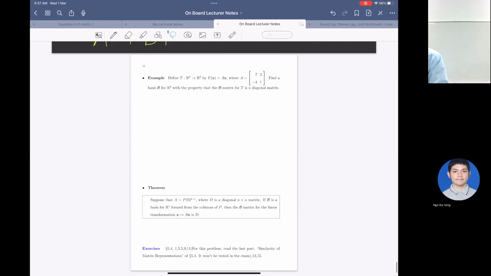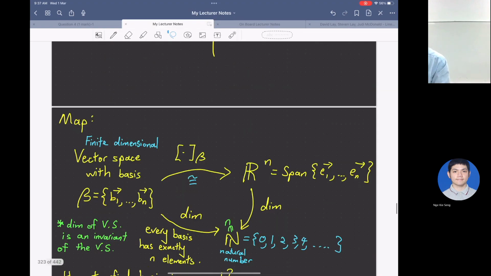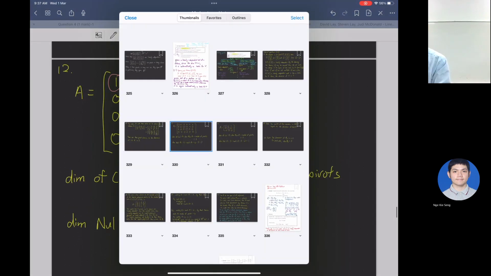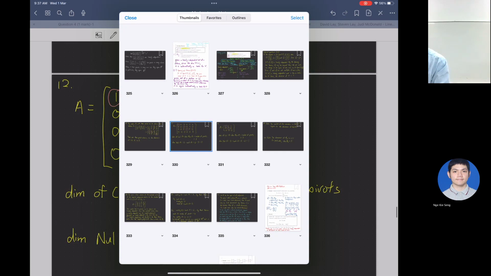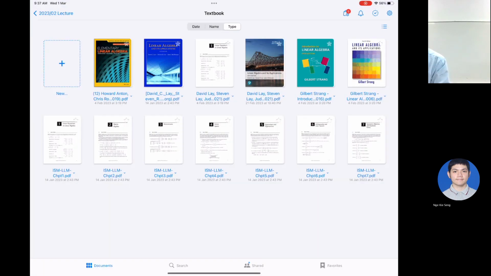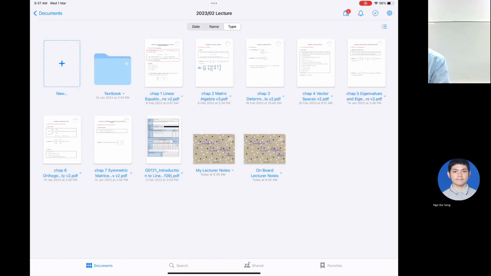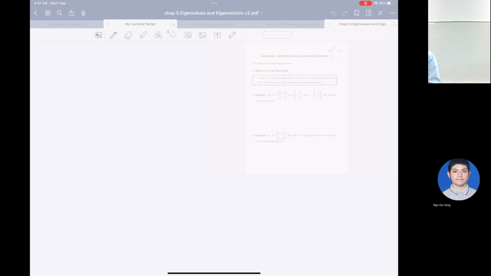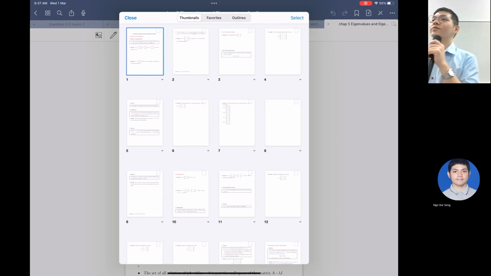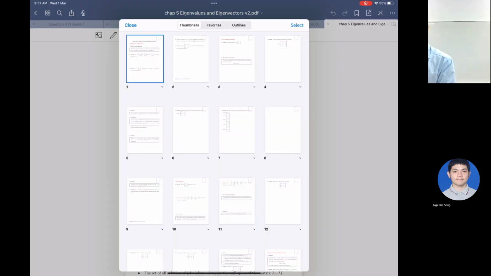Okay. Next, we go to topics chapter 6. Let me find the 6. So we finished the eigenvector part already. Until the end, what we found is that if we use eigenvector as a basis, then linear transformation will become easy to express. That's all.